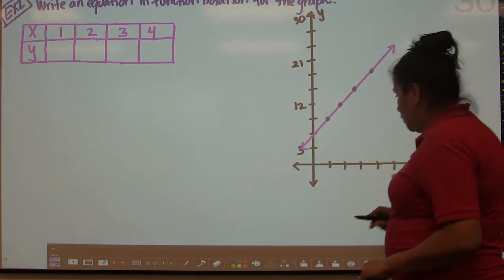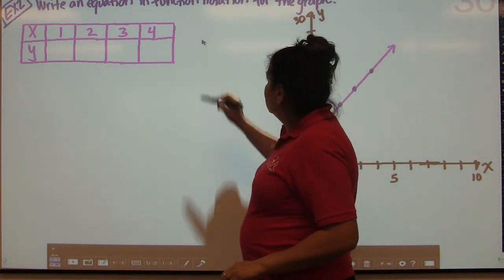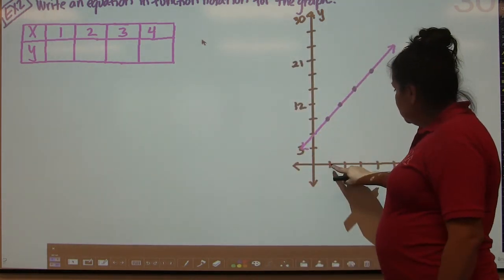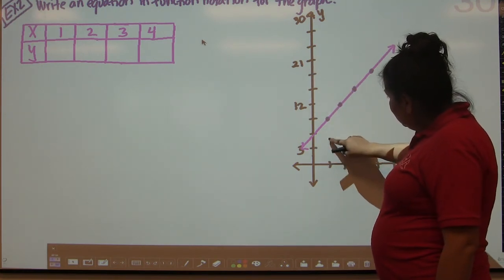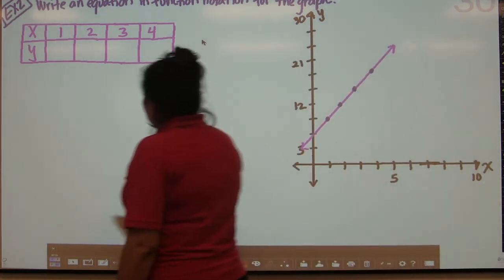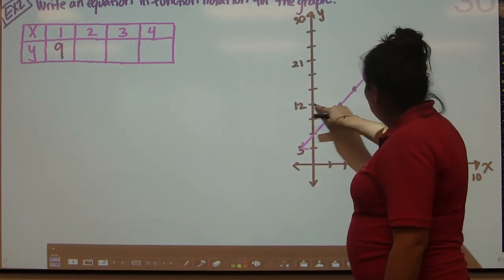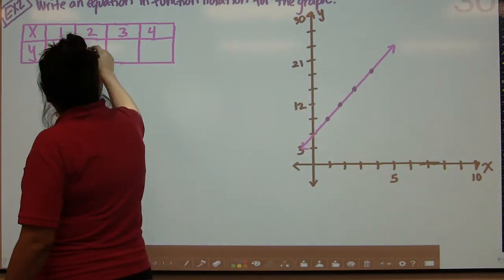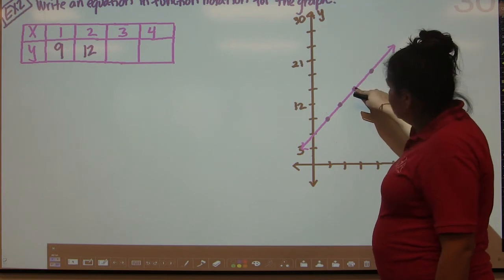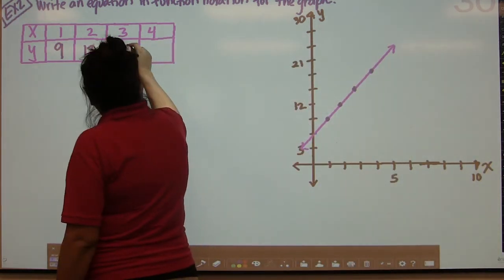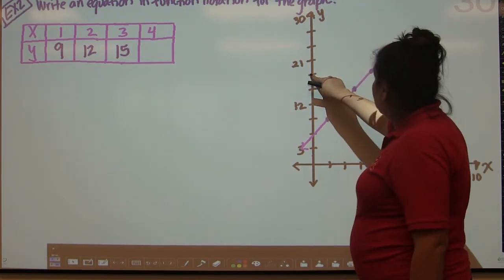So what I want to do first is put those values in a t-table like we had in the previous example. So when x is 1, it appears that we're going by 3's here on the y-axis. So x is 1, 3, 6, 9. So when x is 1, y is 9. When x is 2, we're going to get 12. When x is 3, we're going to get 15. And when x is 4, we're going to get 18.